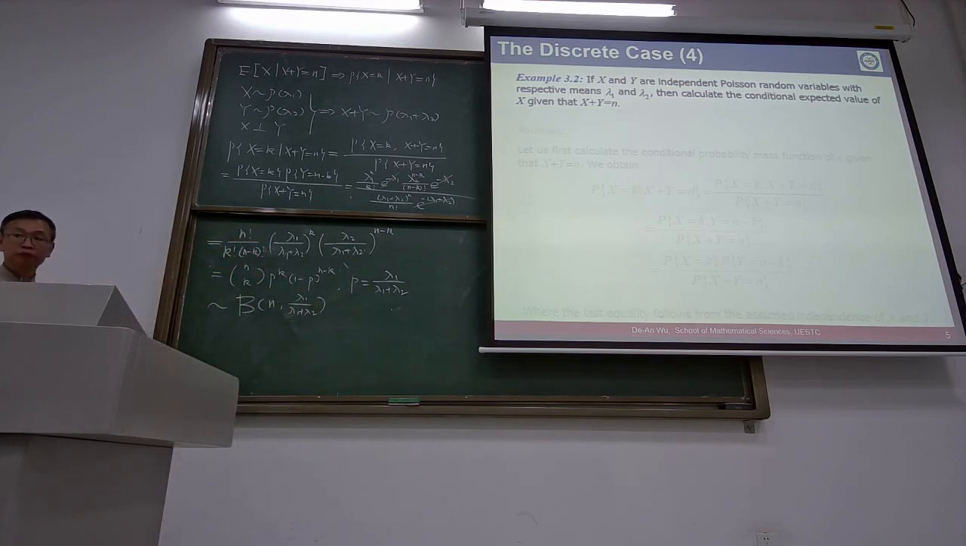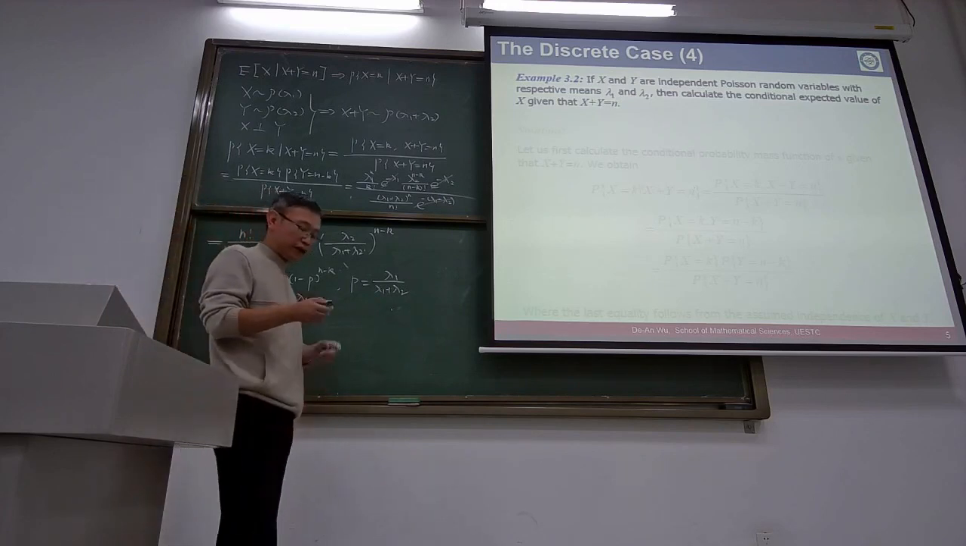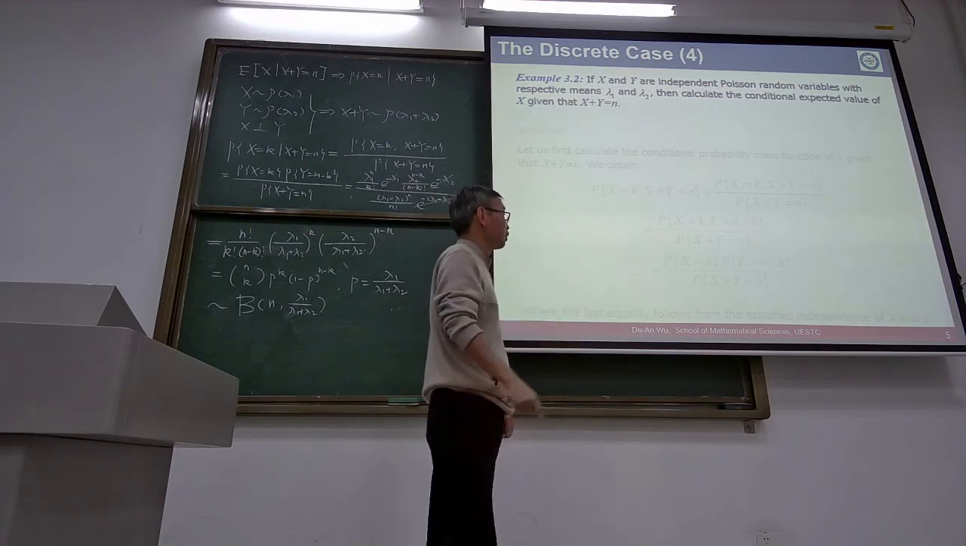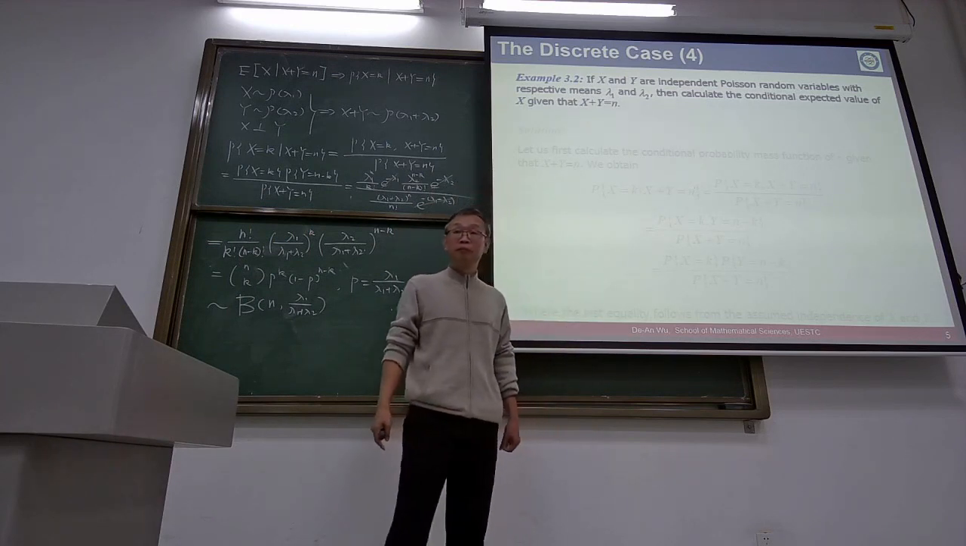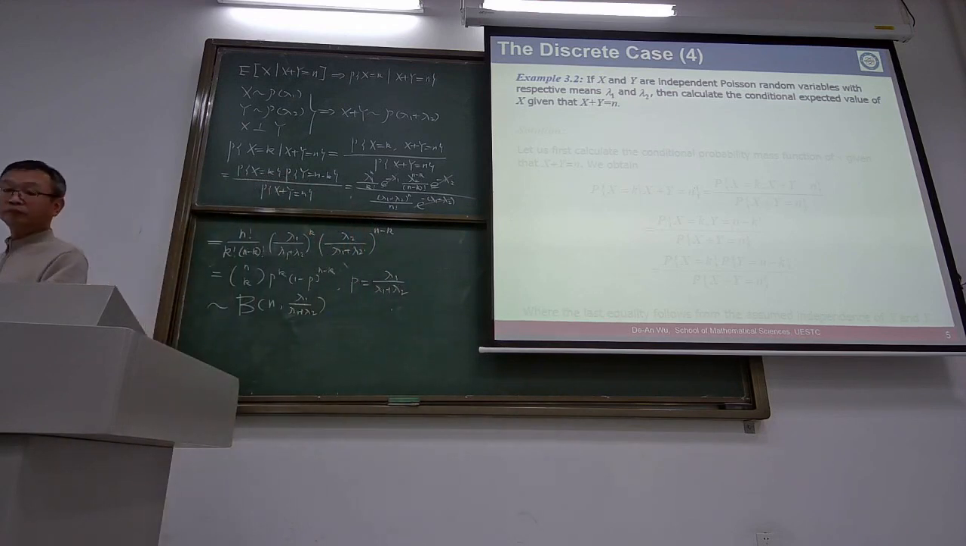That is to say, for the Poisson distribution, given the condition that the sum is just n, the PMF just follows binomial. How to understand such a conclusion?